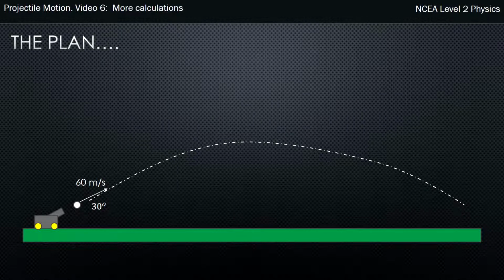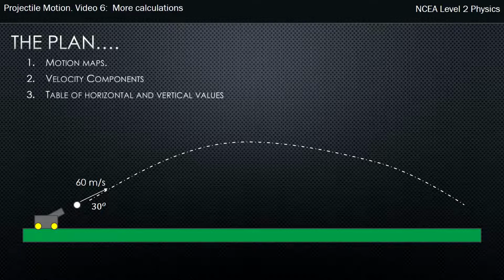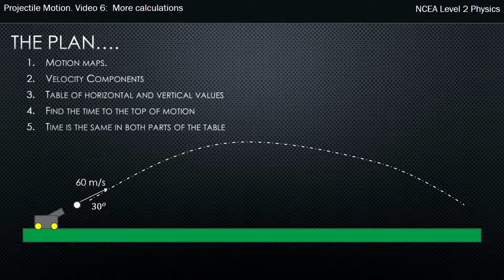Alright, the plan is very similar to last time. We've got some extra little steps thrown in, but we're going to start again with motion maps, but then we're going to do velocity components because we're not starting off with just a horizontal velocity. Then we do our table, really important. We set a table up with the horizontal and vertical values. We find the time to the top of the motion, like I said before. And then we double that, and that's the same for both parts of the table, both the horizontal and the vertical, and then we can find that distance.